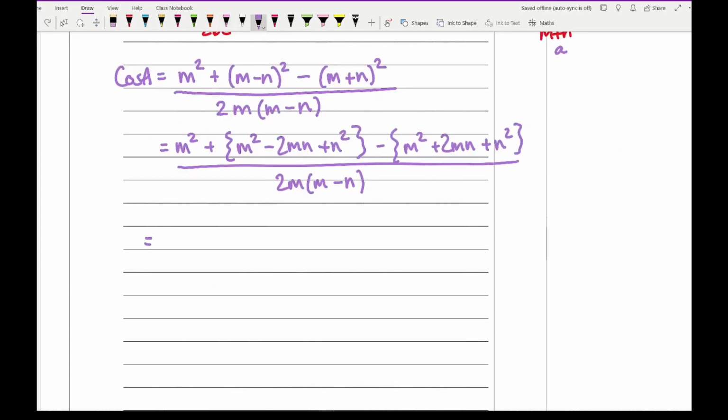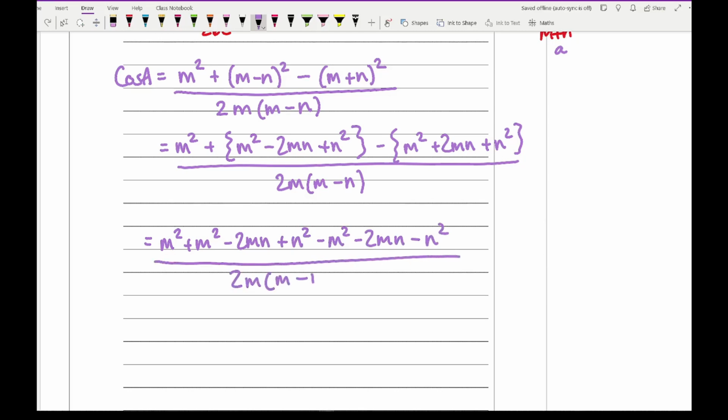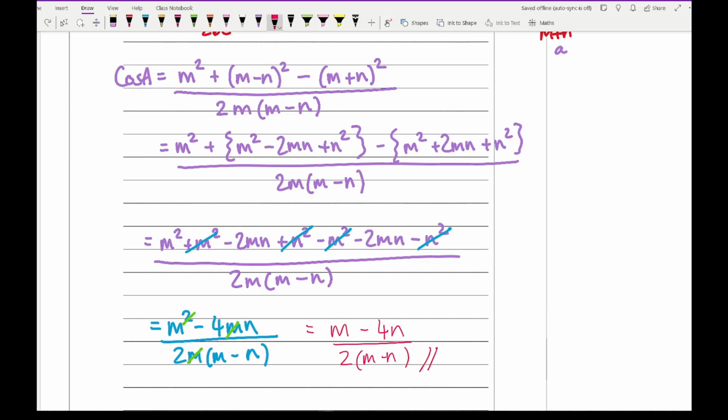And then simplifying all of that, I get m squared plus m squared minus 2mn plus n squared minus m squared minus 2mn minus n squared all over 2m times m minus n. Now I've not expanded the denominator just in case something cancels, but again, if you did, it shouldn't really make a difference. But basically this will cancel with this, then this will cancel with this. So what have I got left? Well, I've got m squared minus 4mn over 2m times m minus n, and then I can take an m from each of those terms, which then finally leaves me with m minus 4n over 2 times m minus n, which is what they wanted me to show.